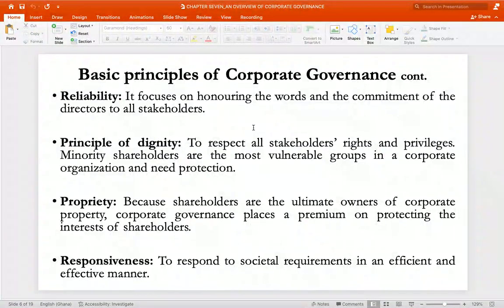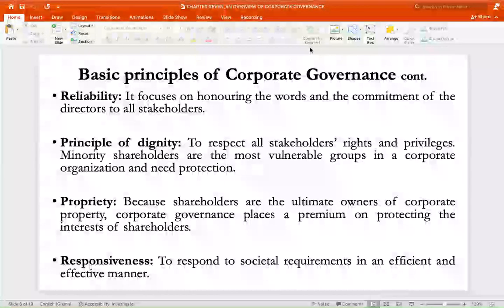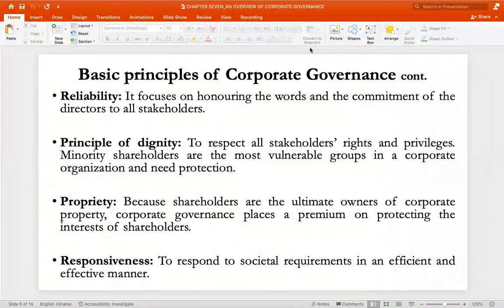Okay. Then we have the principle of dignity. It's almost like the first principle of fairness: to respect all stakeholders' interests and privileges. Minority shareholders are the most vulnerable groups in corporate organizations and need protection. So I've explained this point already. Even within the context of shareholders, we could have majority and minority shareholders, and there is always the tendency that majority shareholders could be taking decisions that will affect minority shareholders. Corporate governance wants to ensure the principle of dignity. All shareholders should be treated fairly, not just shareholders. All the stakeholders' rights and privileges must be protected. Okay. Then there is the principle of propriety.